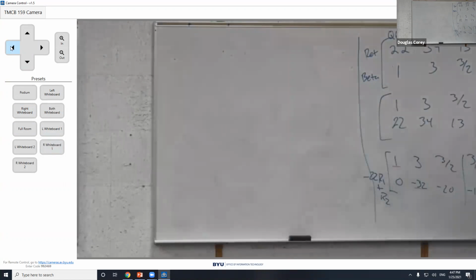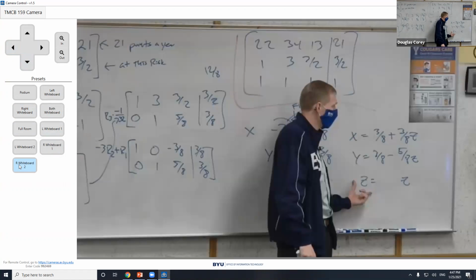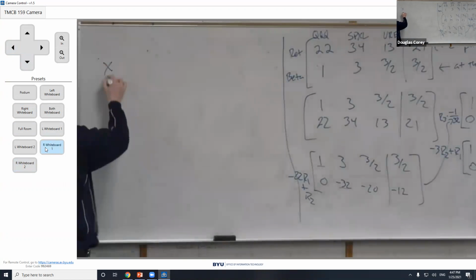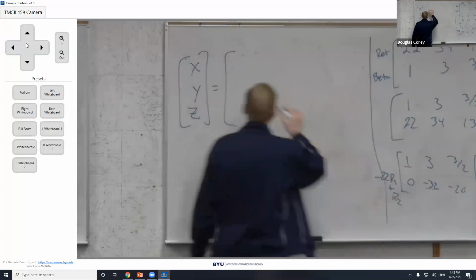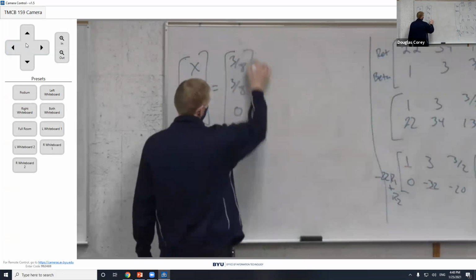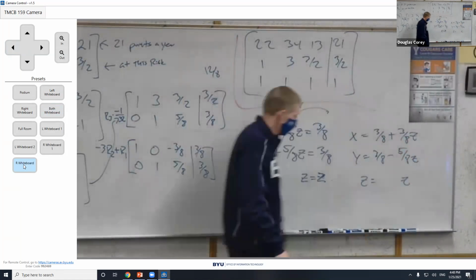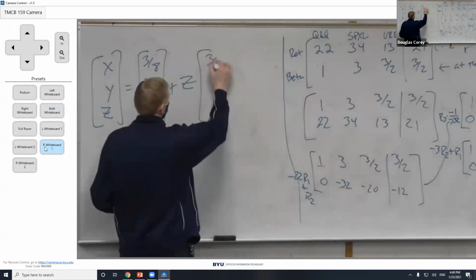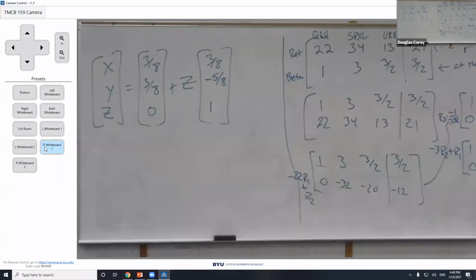Okay, so now I'm going to write this in vector form. This is parametric form, a little disguised maybe for you, and we're going to write it in vector form. This is the vector form of a line. So we have x, y, and z equals, I have a point, 3/8, 3/8, 0. Those are the constants on the right-hand side. And then I'm going to take the coefficients of z and write it this way, 3/8, minus 5/8, and 1. That looks a lot like what we've been doing with lines in R3 or lines in R2.